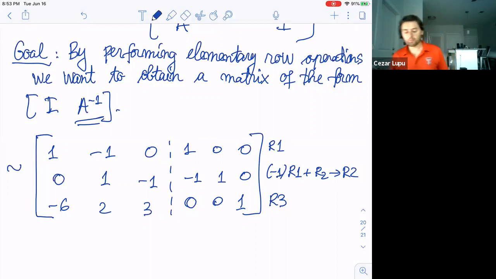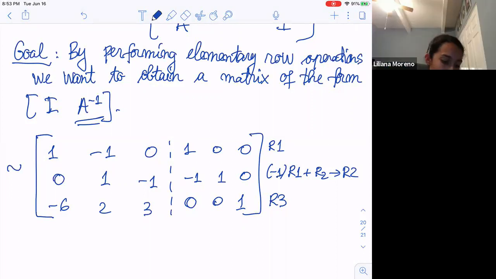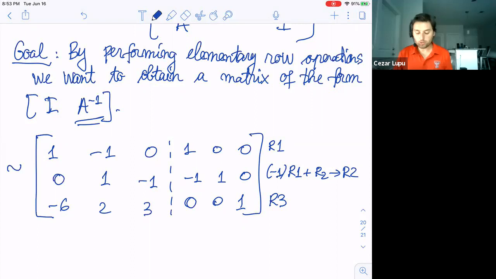Okay, now I have a 0 here. Why not? And I'm lucky because you look, I have 1 here. I have a 1 here. Perfect. Maybe I should do something to get rid of this -6.